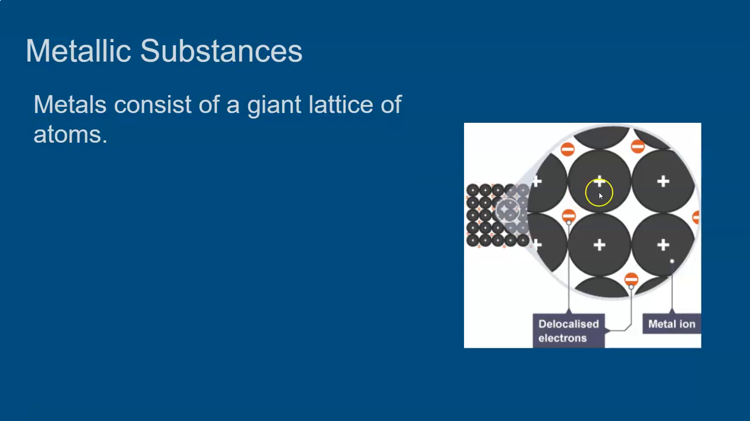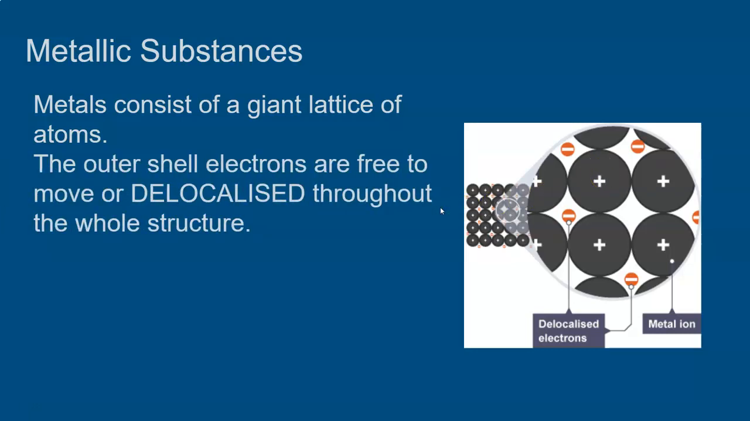Now, although these are ions, because the electrons that are here have come from the outermost shell, we've effectively got a giant lattice of metal atoms. And as I said, it's those outer shell electrons that are free to move and are delocalized throughout the whole structure of the metal. You've got to bear in mind that this arrangement continues in 3D, and there are millions and millions and millions of metal atoms in a metal structure.